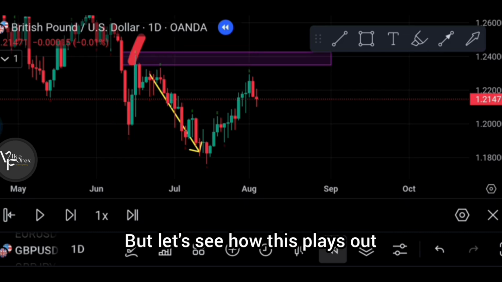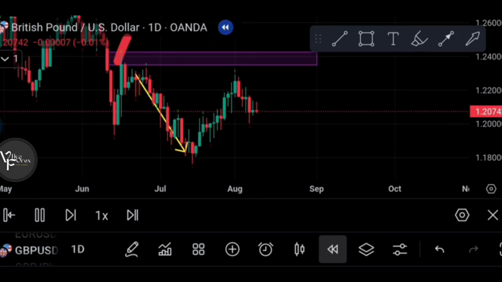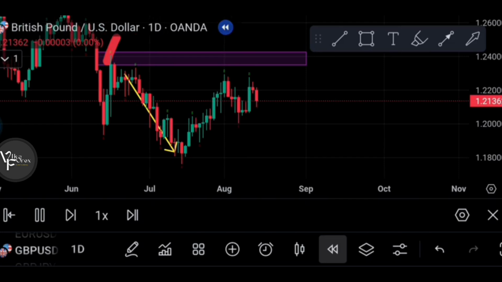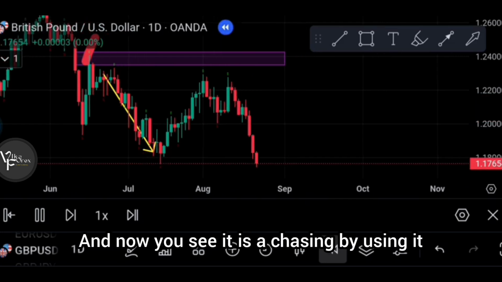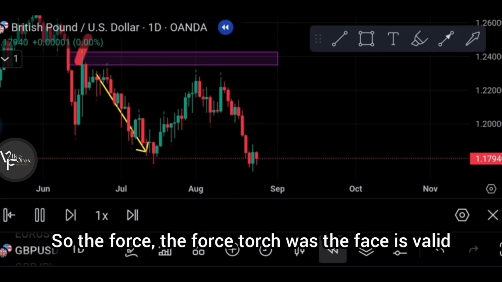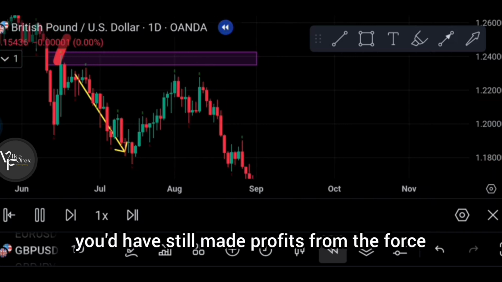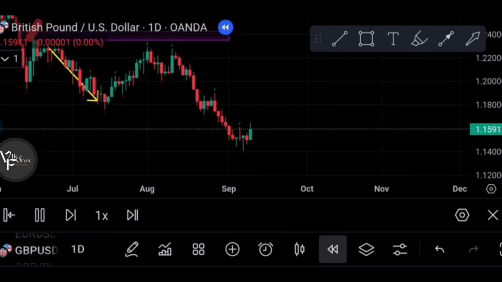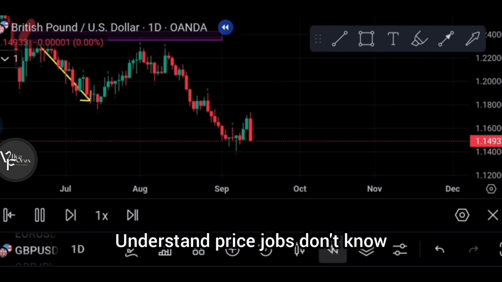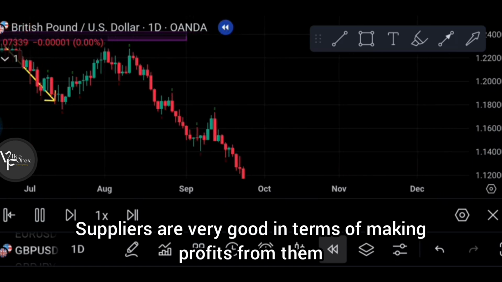But let's see how this plays out. Price went down. Price has hit that zone, and now you see a retracing bar. Are you seeing it? So the fourth touch was valid. If you entered from the third, you'd still have made profit. If you entered from the fourth, you'd also have made profit. You can see how low it dropped. Price drops very low. Support and resistance are very good in terms of making profits.